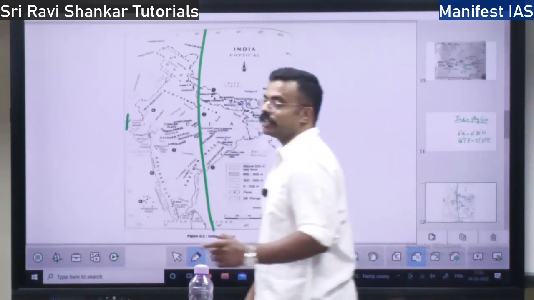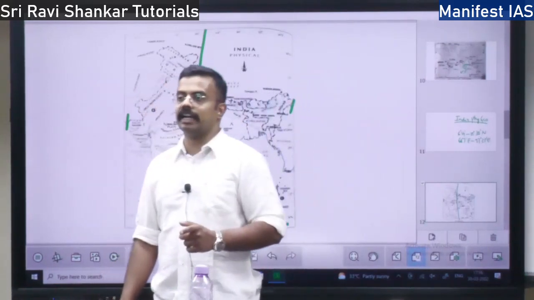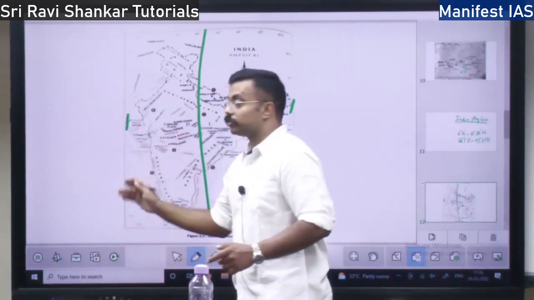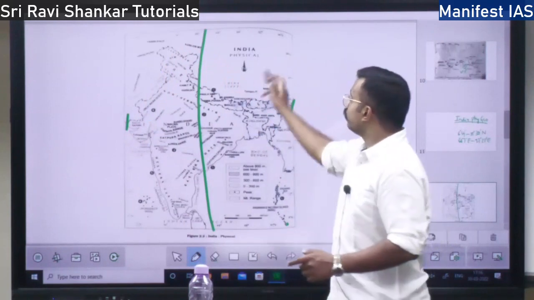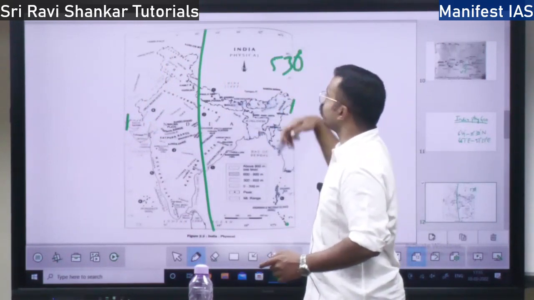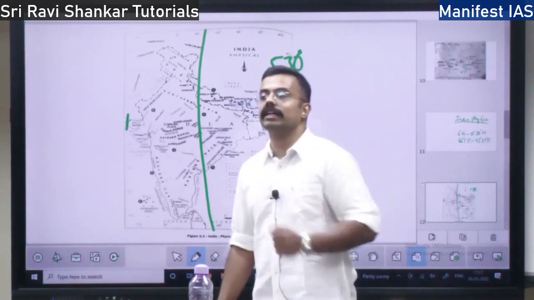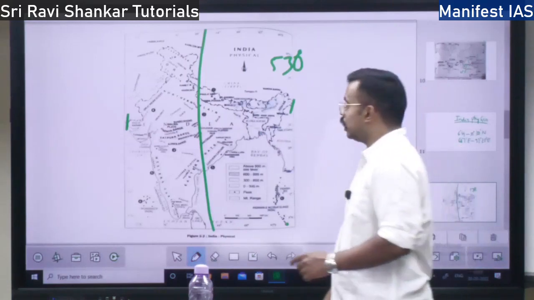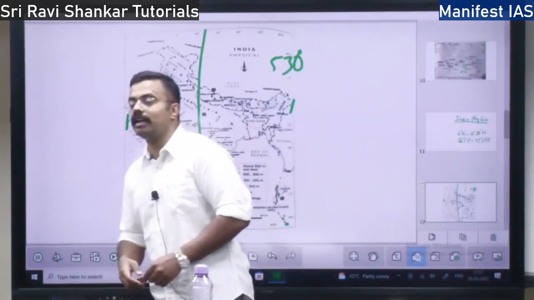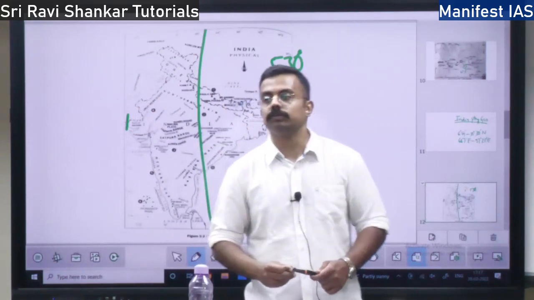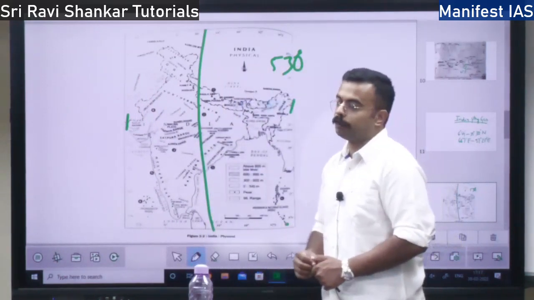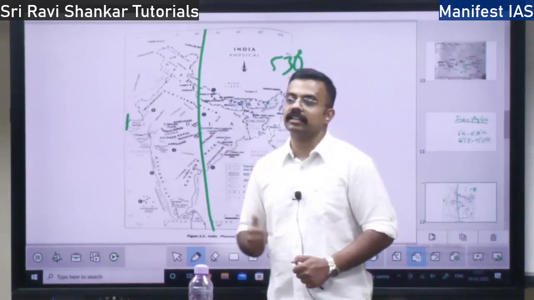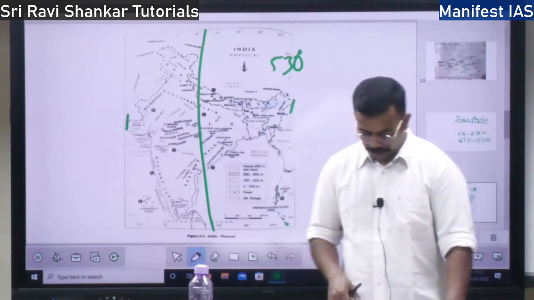You have the Greenwich meridian at 0 degree as the standard meridian. That passes through London, UK. How far is this meridian? It is 5 hours 30 minutes ahead of the Greenwich meridian, right? They will ask this question: through how many states does the standard meridian of India pass? It passes through 5 states: UP, Madhya Pradesh, Andhra Pradesh, Chhattisgarh and Odisha. These are the 5 states the standard meridian of India passes through, right?